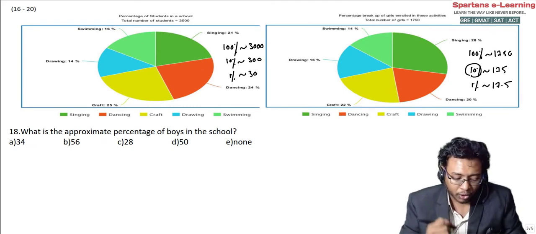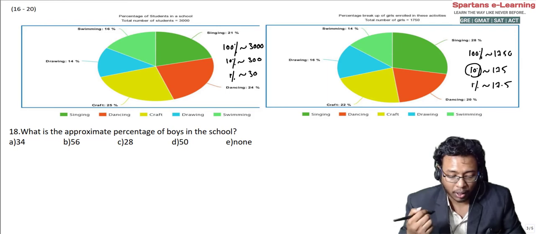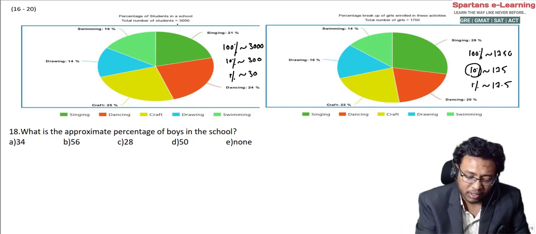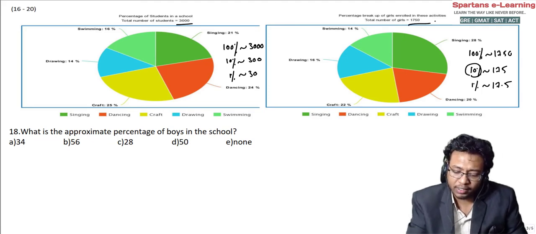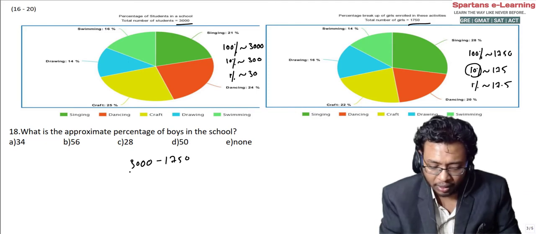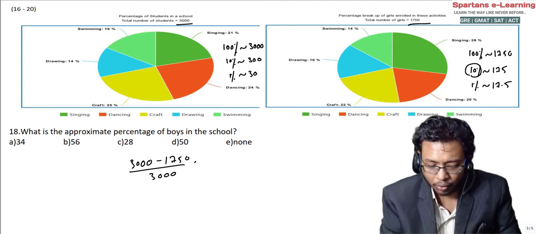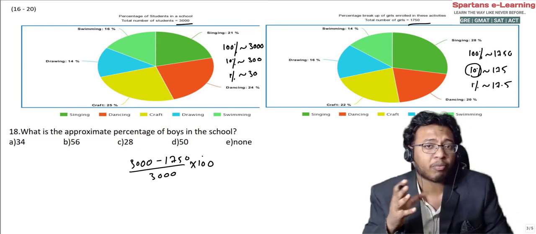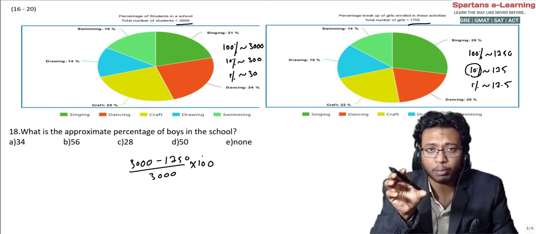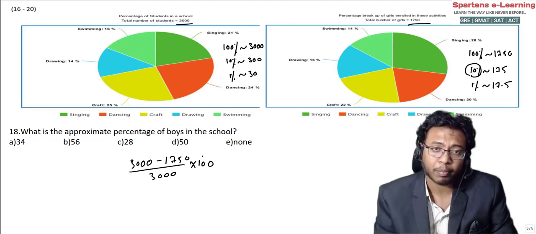Now what is the approximate percentage of boys in the school? This is the total strength, and this is girls. What will be boys here? 3000 minus 1750 by 3000 into 100. The approximate number of boys means total strength minus total girls. You will get boys, and boys by total strength will give you the percentage of boys.